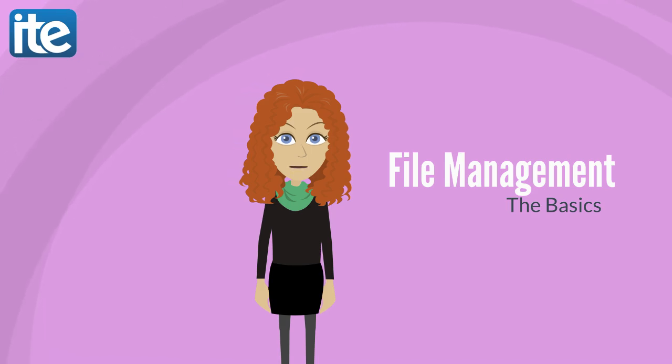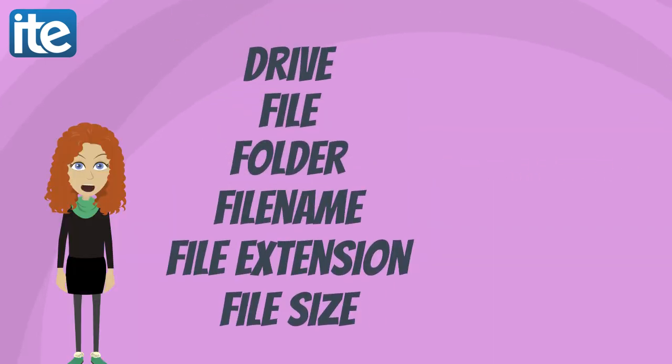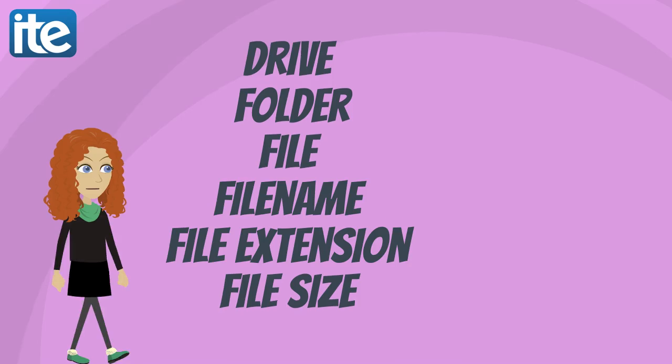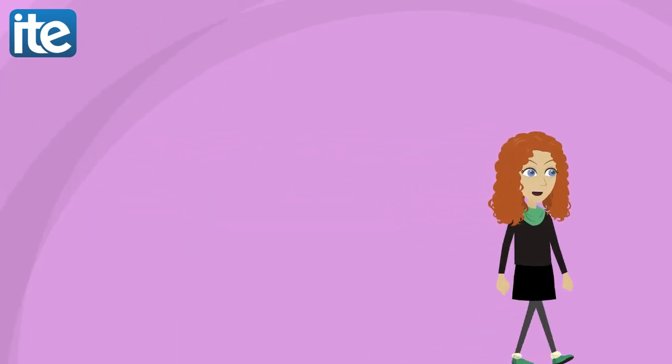Today's ITBite will cover the basics of file management and will help you to understand how to control your folders and files. There are 6 elements that make up the fundamentals of file management. They are the drive, the file, the folder, the file name, the file extension, and the file size. We will break down what these are and how they relate to each other.